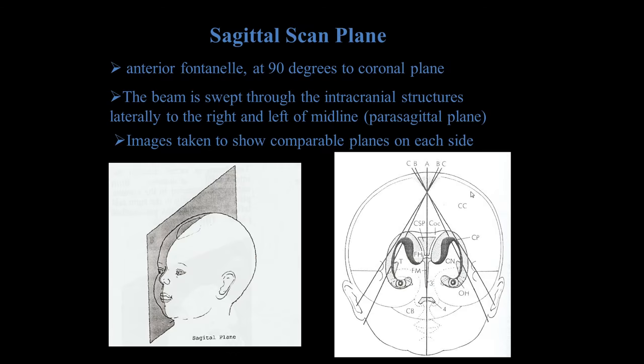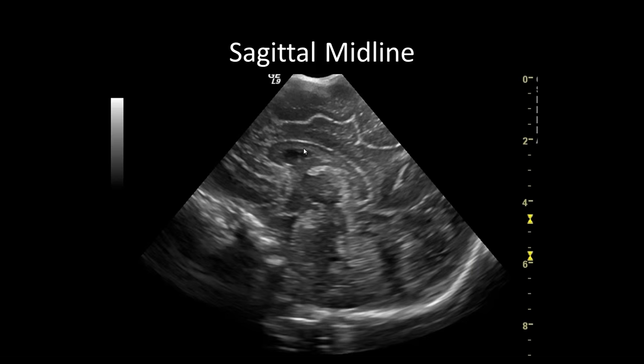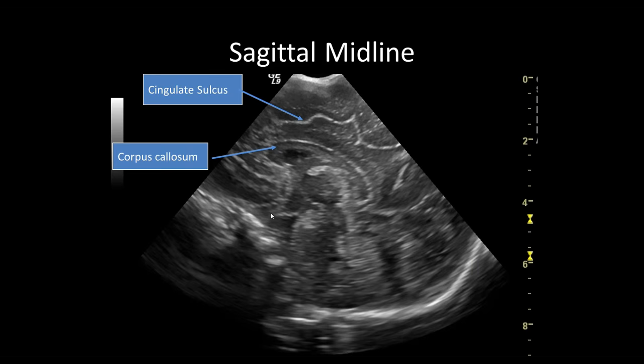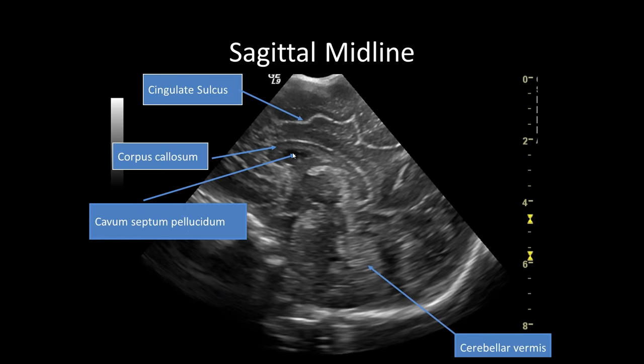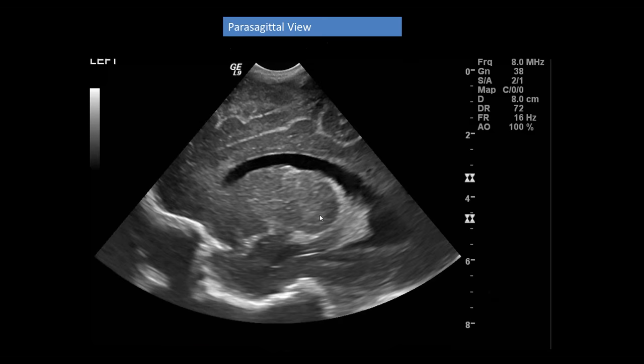So this is the sagittal midline. This is the corpus callosum. This is the cingulate sulcus. This is the corpus callosum. This is the cerebellar vermis, so you've got your superior vermis, the vestigial point of the fourth ventricle, and your inferior vermis. You have the cavum septum pellucidum, evident here, fourth ventricle.